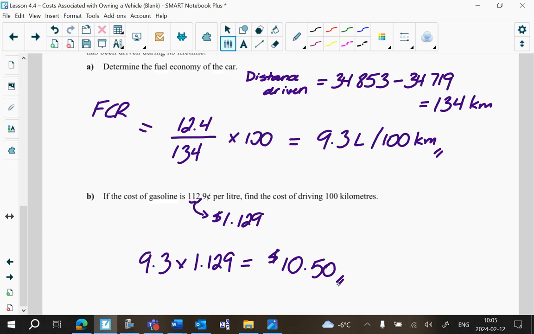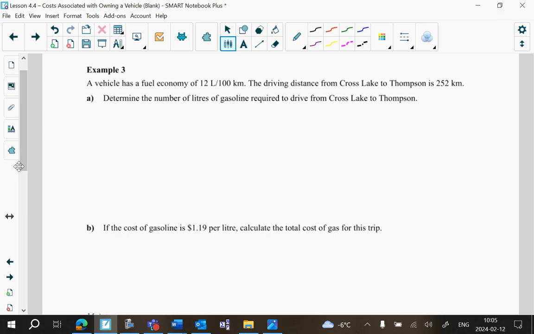Sometimes you may be asked to use the formula to find a missing value that's in the formula. So here you're given the fuel economy, you're told the driving distance, and you're asked to determine the number of liters of gas to drive. So remember, the FCR equals your liters divided by however many kilometers you drive times 100.